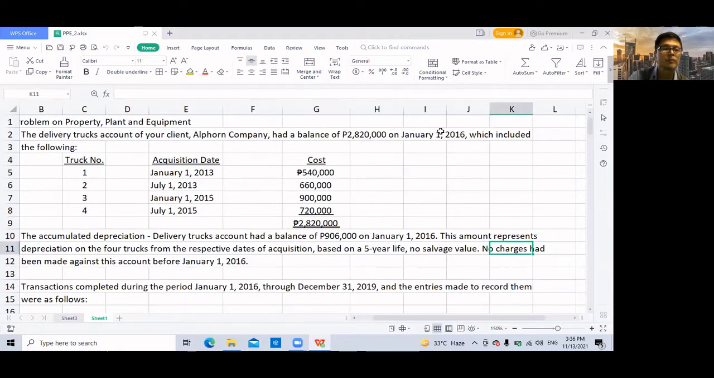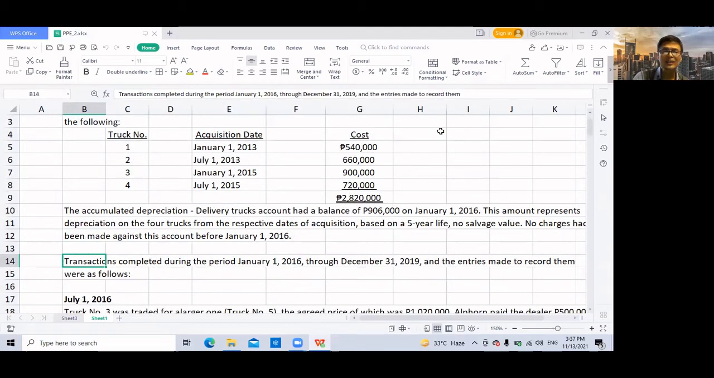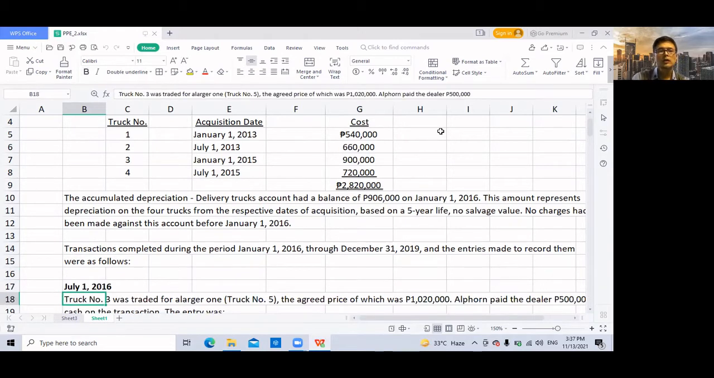So no charges had been made against this account before January 1, 2016. Transactions completed during the period January 1, 2016 through December 31, 2019. So that's 2016, 2017, 2018, and 2019. So that's about 4 years. And the entries made to record them were as follows. So January 1, 2016, truck number 3 was traded for a larger one. So trade in. The agreed price of which was 1,020,000.